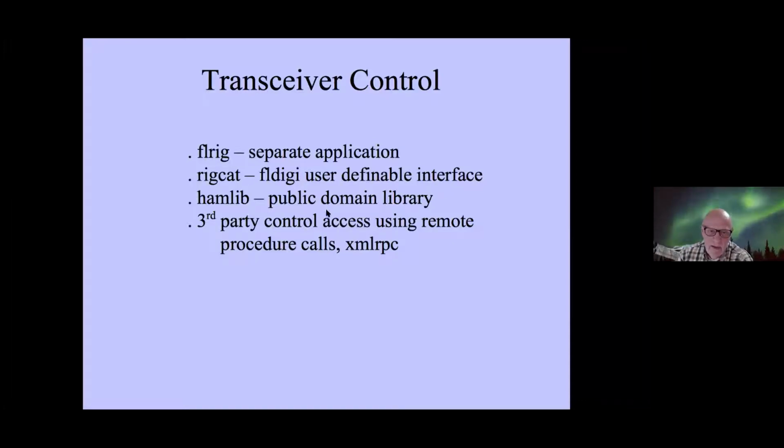Hamlib is a public domain library, but its controls are rather limited. It's got about 110 different transceivers it supports, and it only supports a limited subset of the transceiver controls. Lastly, it's possible to control all aspects of Fldigi, including its transceiver interface, using something called remote procedure calls, XML-RPC, and I know there are at least 2 or 3 different applications out there that also do that.